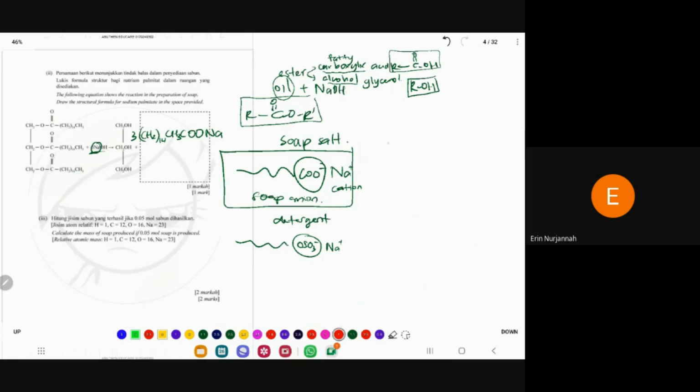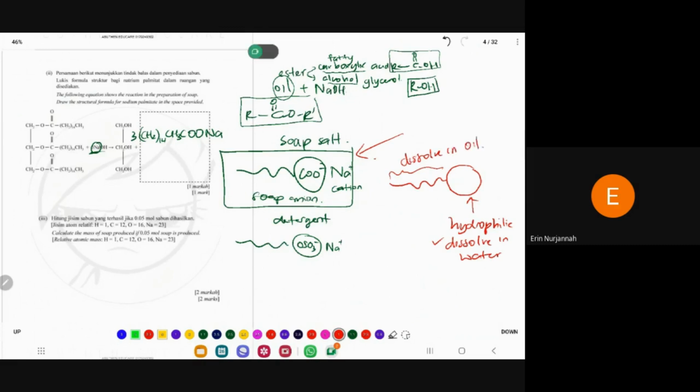Okay, now this one is a very popular question. Normally, they'll ask you to draw the soap anion, and state the head of the anion. The head of the anion is hydrophilic. What is hydrophilic? It dissolves in water. The tail dissolves in oil or grease. Okay, now, you know what I'm talking about? Yes? Now, back to this again.